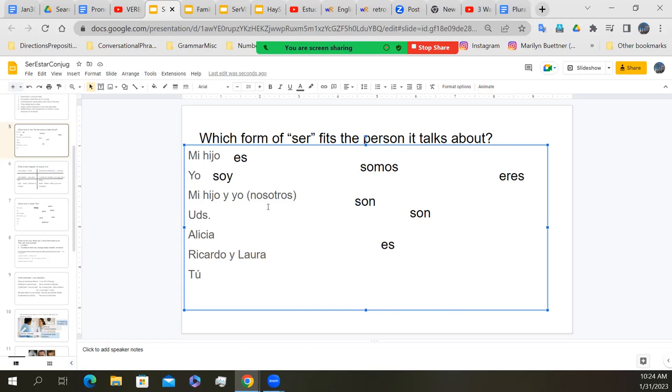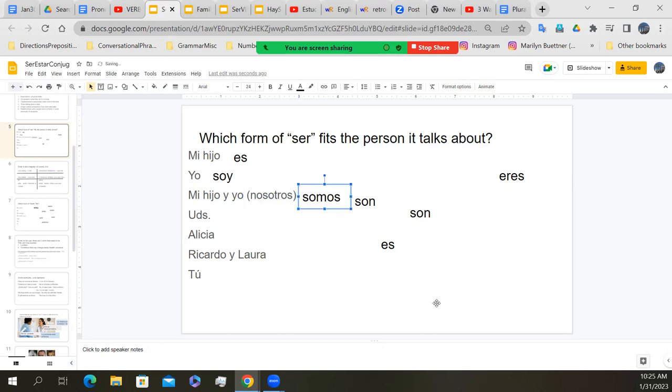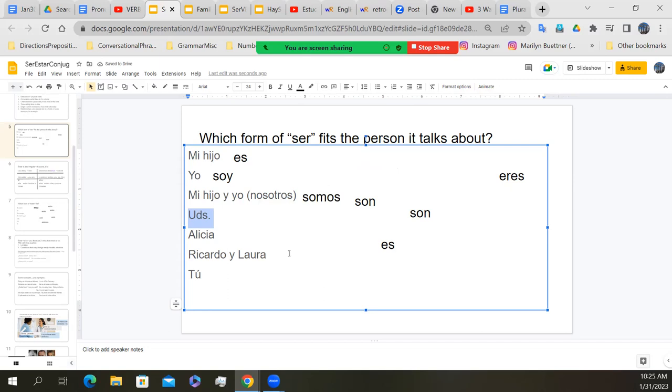Mi hijo y yo, that means the same thing. It's in the same spirit as nosotros. Mi hijo y yo, my kid and I, meaning I have somebody with me. Which form? Somos. Somos. Excelente. Somos. Fantástico.